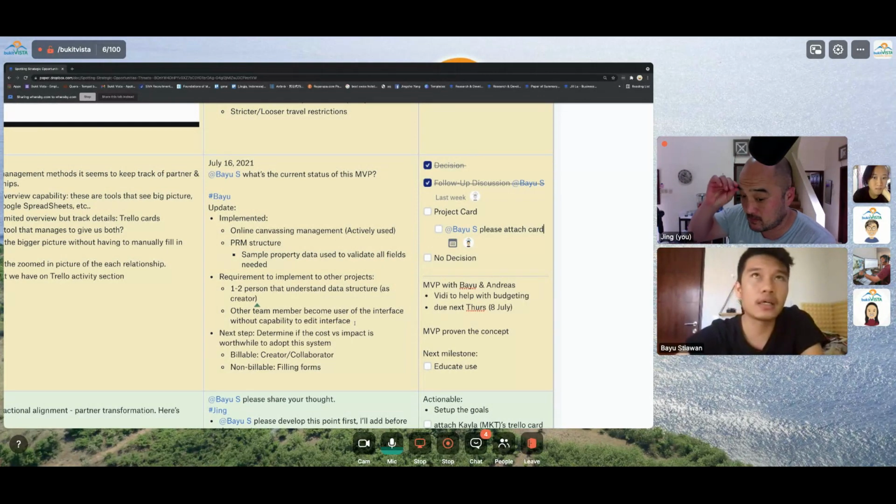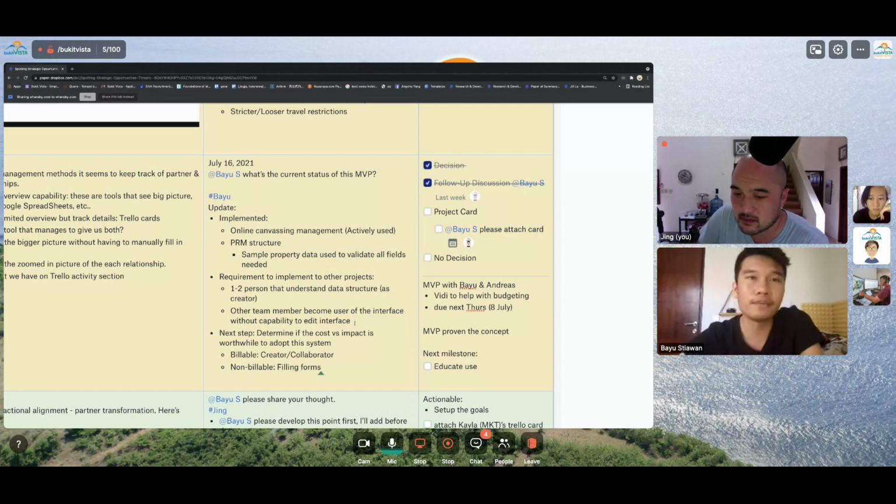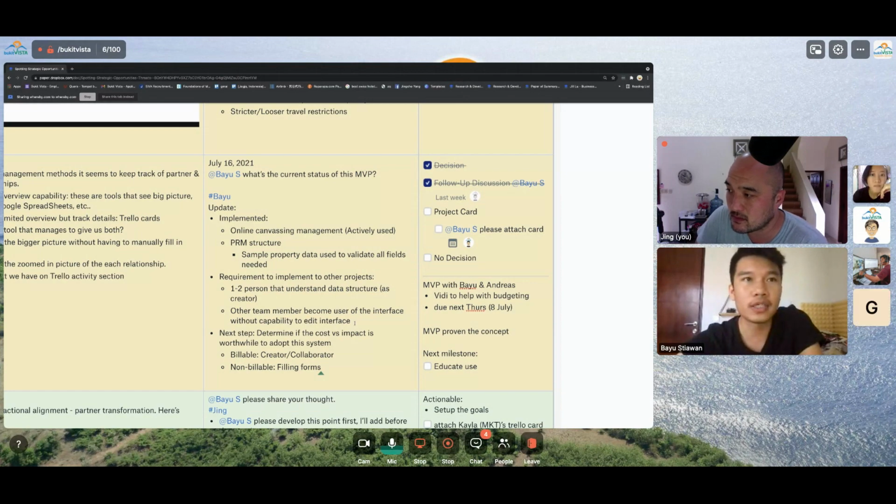So the highlight is basically the billable user would be the creator or the collaborator, someone who has the ability to comment and above that. And then the non-billable one is the person that's just filling up the form. Okay, so basically it's like Tableau, right? People who want to actively edit and make dashboards, they pay, but people who just want to look at it don't have to pay, right? Yep. Okay, all right, that's good.